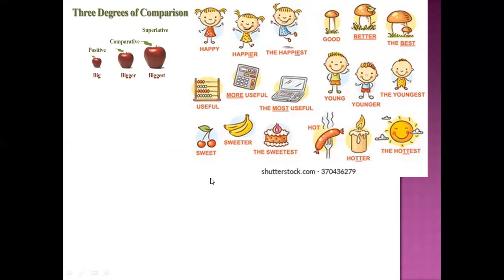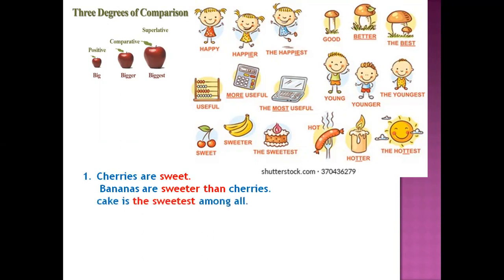Okay. Now look at these example sentences. First one. When we talk about these 3 items, cherries are sweet. But when we compare these cherries and bananas, which one is sweeter? Bananas. So we can say bananas are sweeter than cherries. And the third one is cake. So we can say cake is the sweetest among all. Here what we did, we compared.